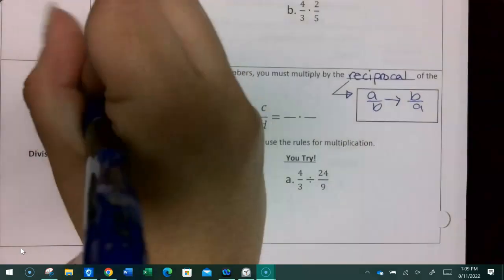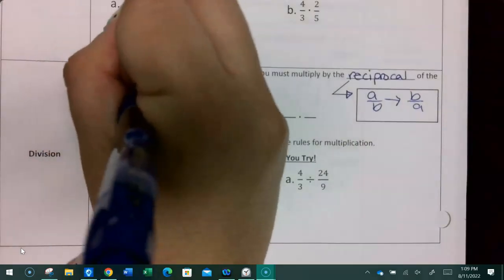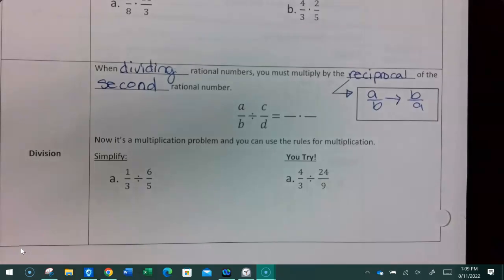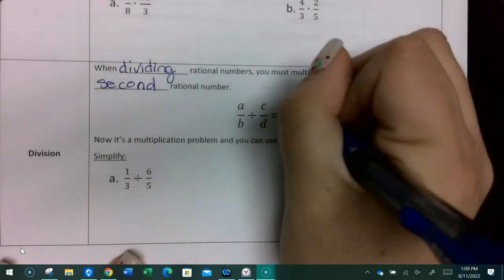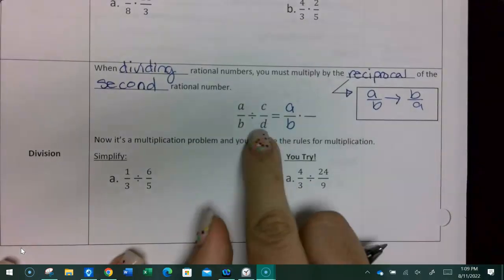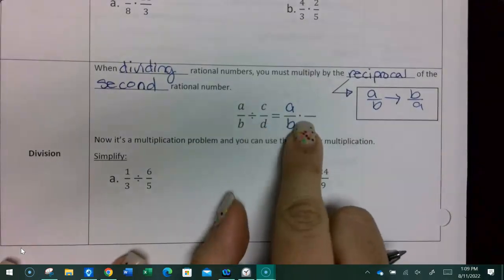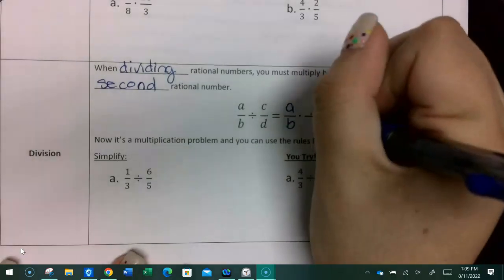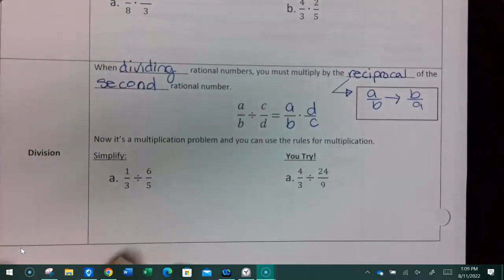Okay, and we only do the reciprocal of the second number in a division problem, or the second fraction. So on this one, I have a over b is going to stay the same. Then, because I'm dividing, I'm going to change it into multiplication, and then flip that fraction. D over C.